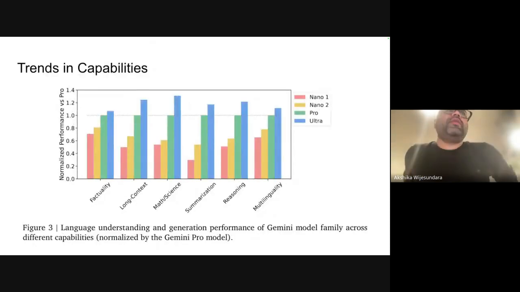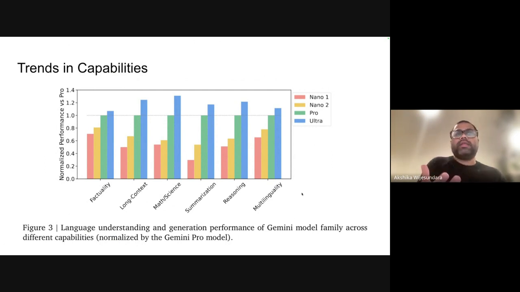So they've also evaluated capabilities across the different models in their own family of models: factuality, long context, math, science, summarization, reasoning, multilinguality. The meaning of that is exactly what the word says. Long context is probably the one that requires explanation: how effectively the model can get right answers depending on the length of the context. Factuality is how factually correct the model is for, let's say, a known set of questions and answers.